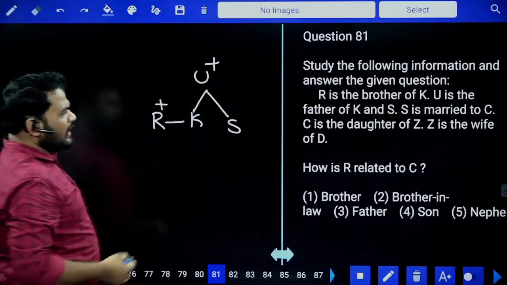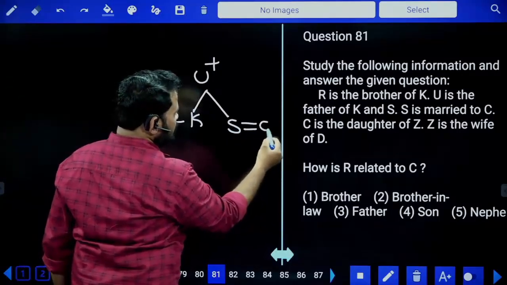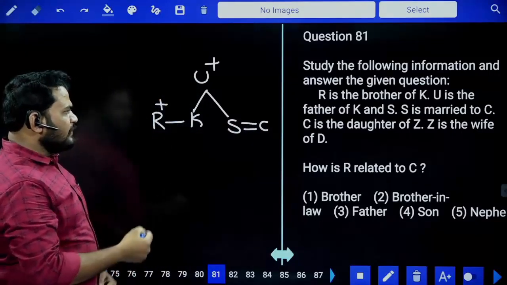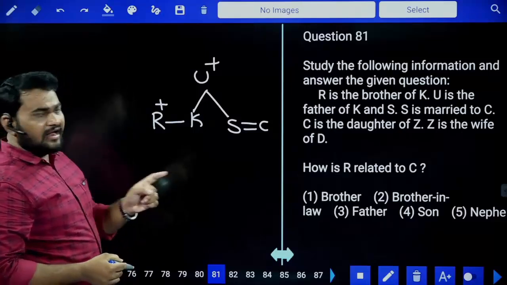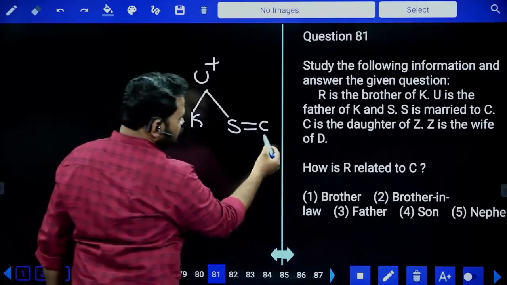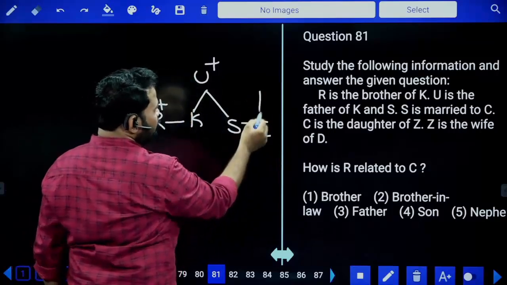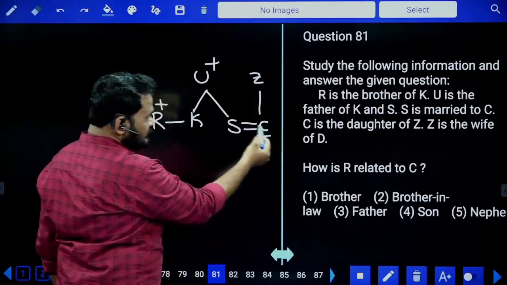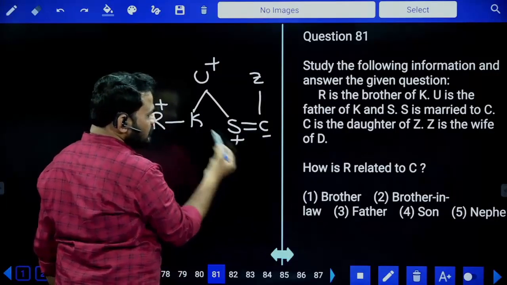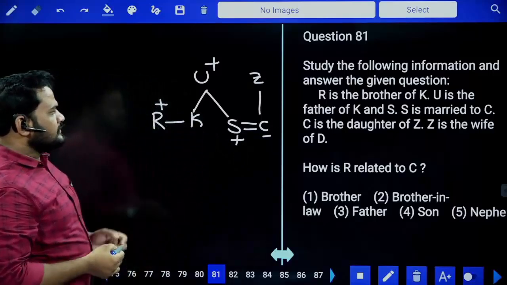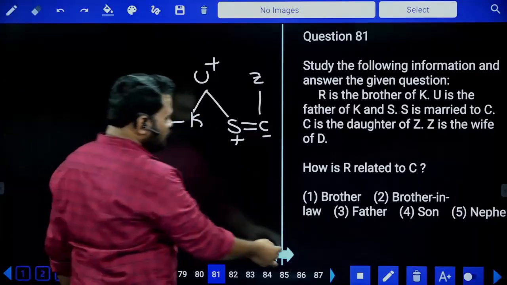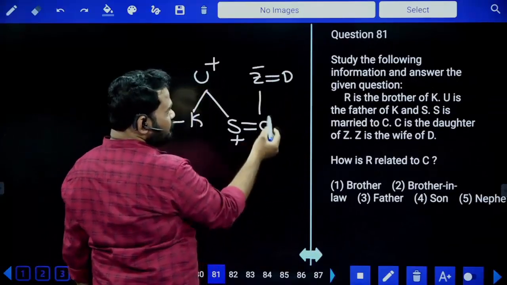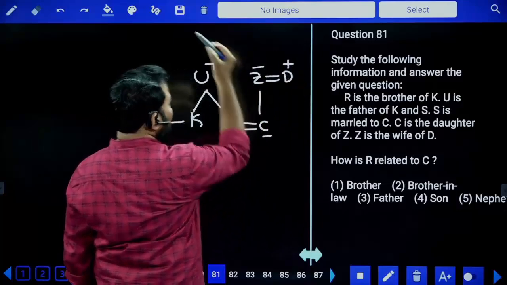S is married to C, but genders are not defined so far for S, C, and K. C is daughter of Z, which means C must be a female. C is already married to S, then S must be a male member. Next, C is daughter of Z. Z is wife of D. Z is a female, and then D will be a male member.